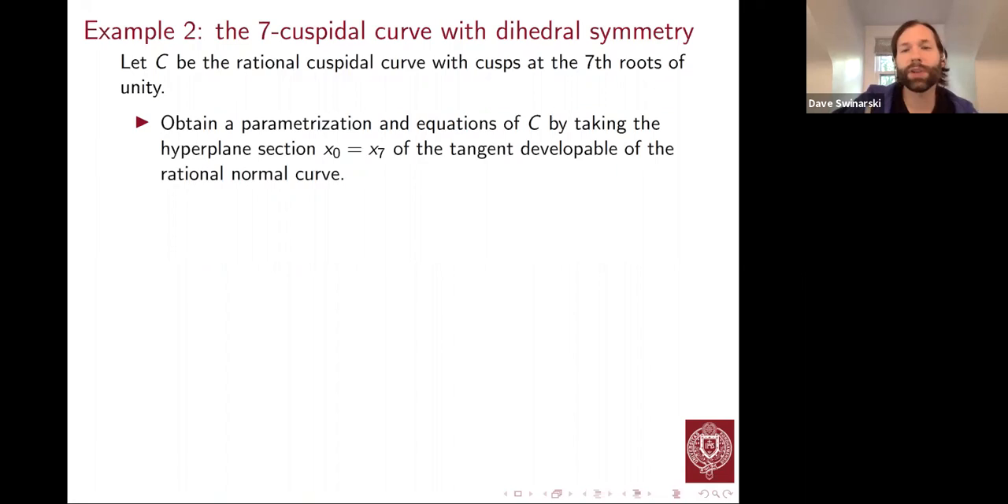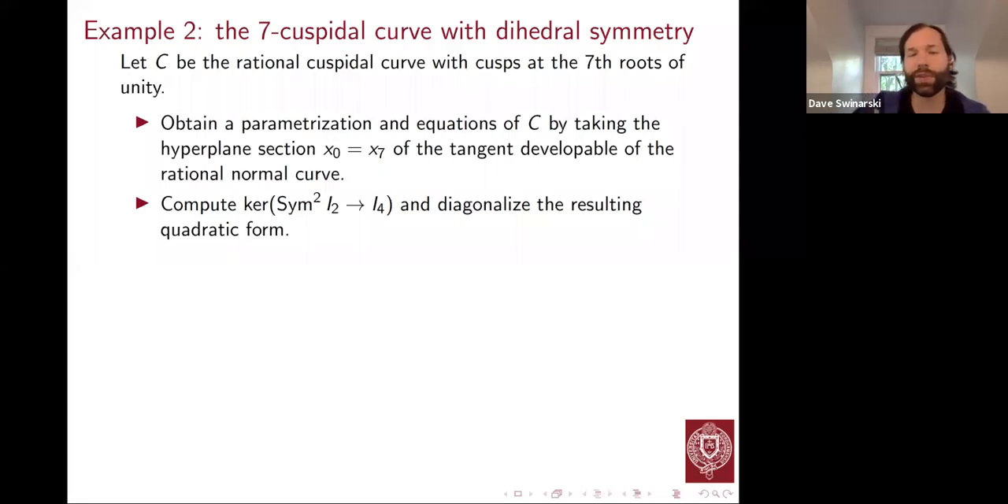You can obtain equations for this curve, starting from a parameterization of this curve by taking a hyperplane section of the tangent developable of a rational normal curve. This is a very beautiful picture, which was used in a spectacular way by Farkas, Jensen, Payne, Raicu, and Wyman recently to give another proof of the generic Green's conjecture. But again, just really beautiful geometry.